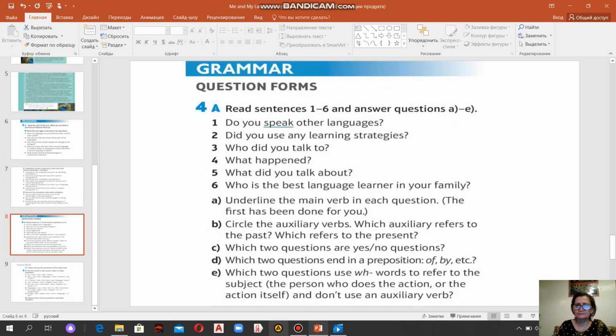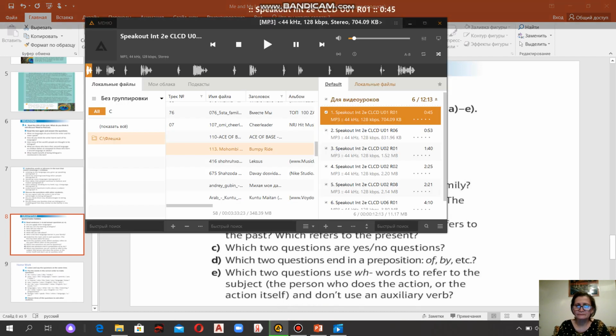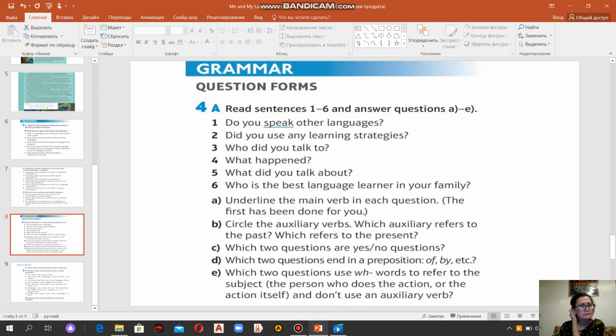Now listening part. Unit 1. Identity. Recording 1. 1. Do you speak other languages? 2. Did you use any learning strategies? 3. Who did you talk to? 4. What happened? 5. What did you talk about? 6. Who is the best language learner in your family?